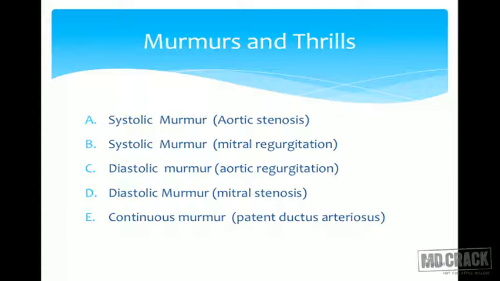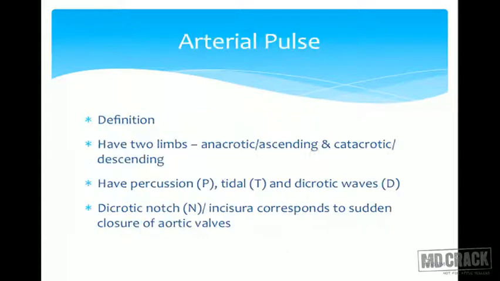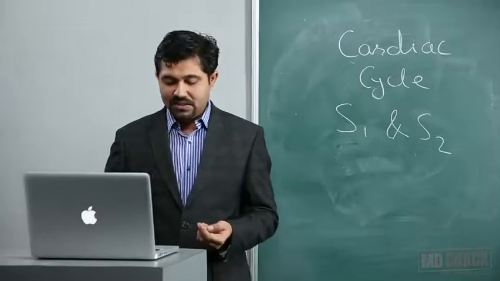A continuous machinery murmur can be heard in the patent ductus arteriosus, where blood is continuously flowing from the aorta into the pulmonary trunk, right? So that can even cause the continuous machinery murmur. Now we will see about the arterial pulse.